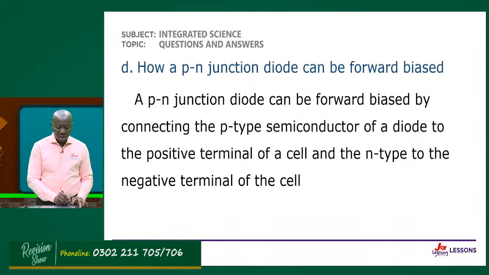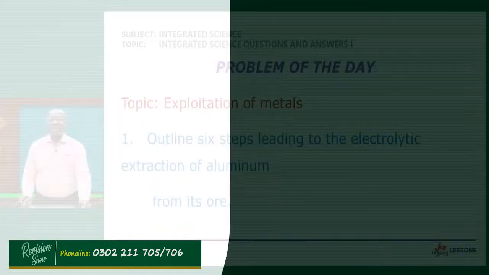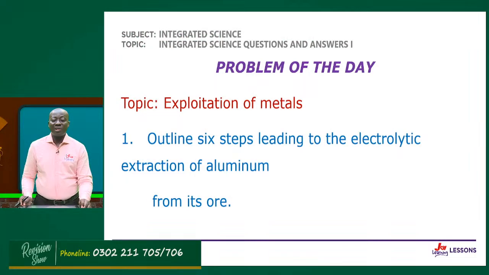So we will be looking at our problem of the day. The problem that gives you an award, and you shall be duly recognized. Our question reads: outline 6 steps leading to the electrolytic extraction of aluminium from its ore. And this question is picked from a topic called exploitation of metals.